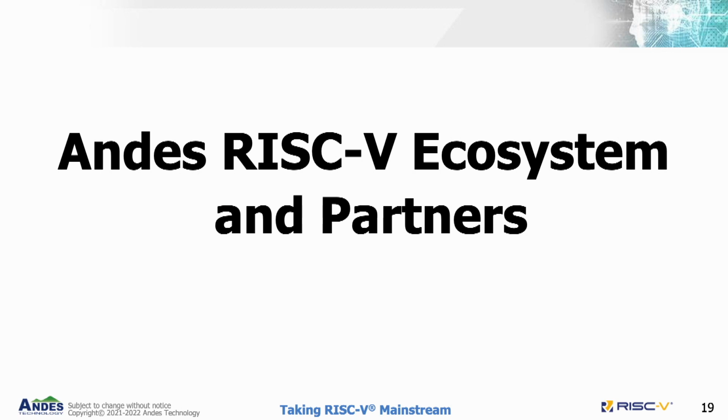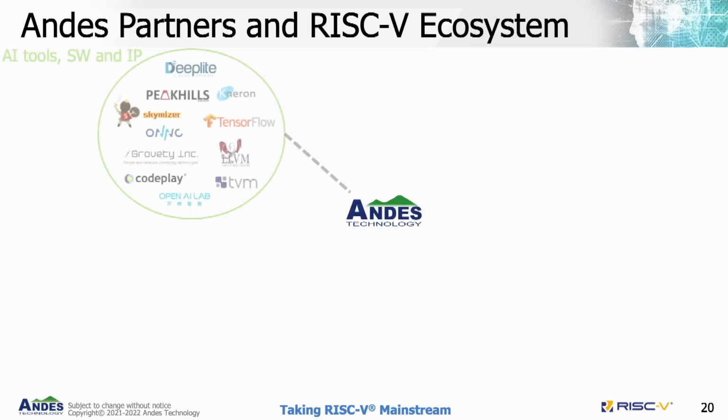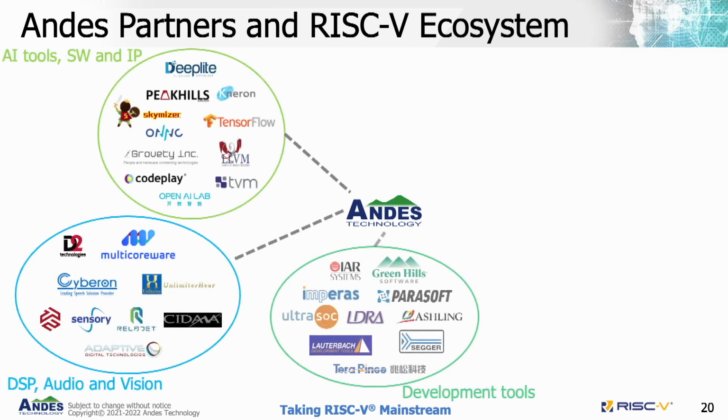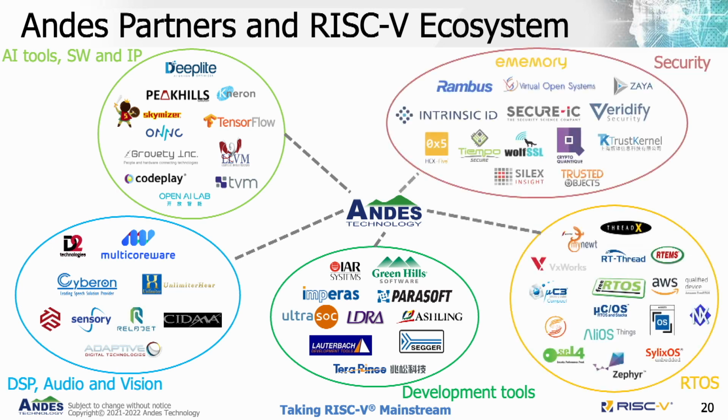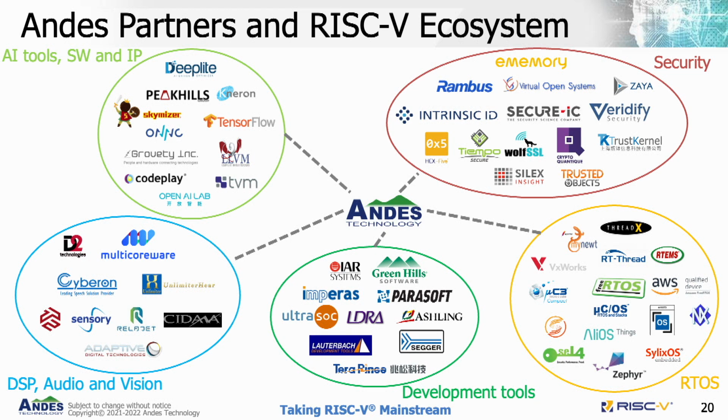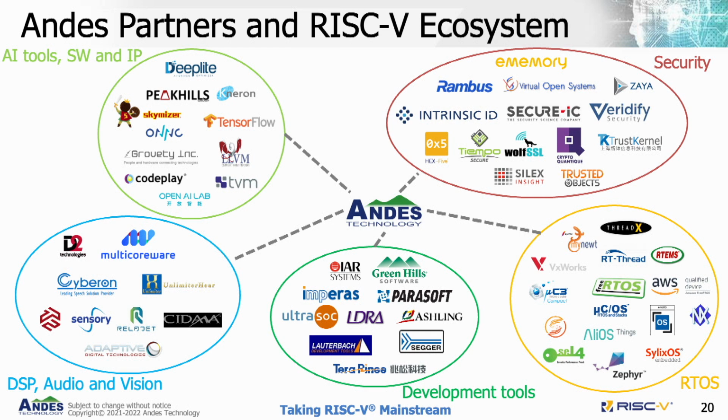Let's talk about the RISC-V ecosystem and partners. There are lots of companies and open source projects in the RISC-V ecosystem, including AI tools, software and IPs, DSP, audio, vision, development tools, OS, and security. Especially for security, from the secure components to secure debug, we have the partners eMemory, Rambus, Intrinsic ID, Secure-IC, and Static Inside, with crypto and PUF for the hardware features I just talked about before. And for the secure monitor, there are Zephyr, microcontainer, and trust kernel, Penglai enclave, and HEX-V, MultiZone. And Virtual Open Systems also provide secure monitor for the security.